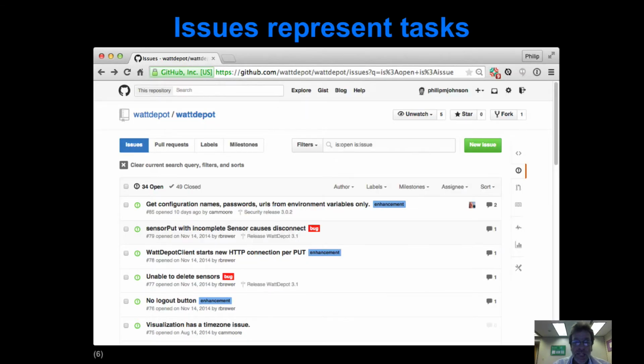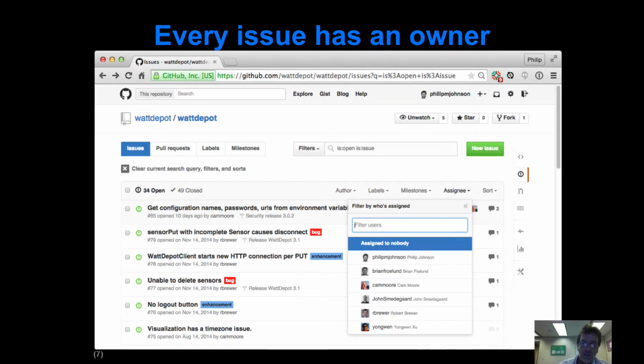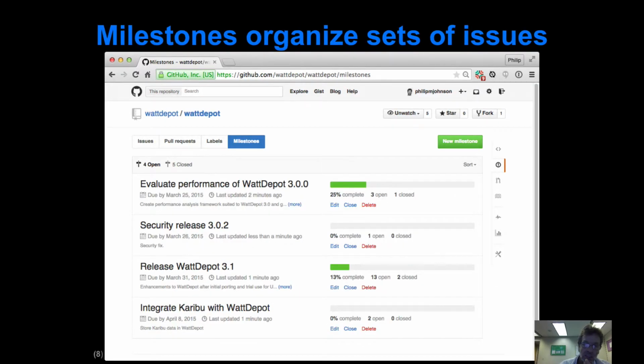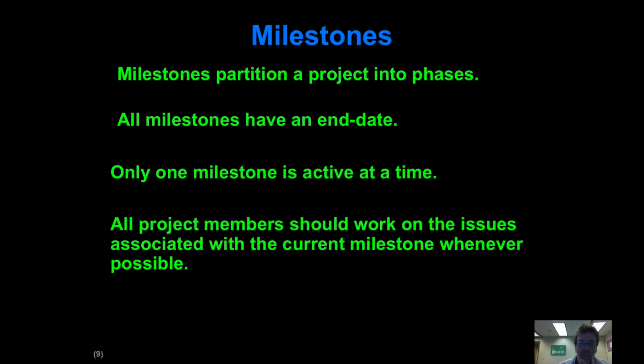So let's look at some examples from GitHub. Here's a GitHub issue page for a system called Watt Depot, and you can see there's a bunch of issues there. And the issues can be associated with people. They can be associated with milestones. Okay, so here's the people who can be assigned to various issues. Here's the set of milestones associated with this particular project. They have due dates, and so forth.